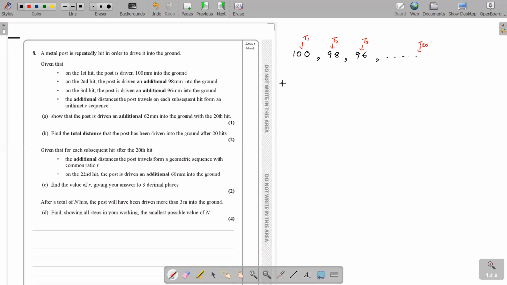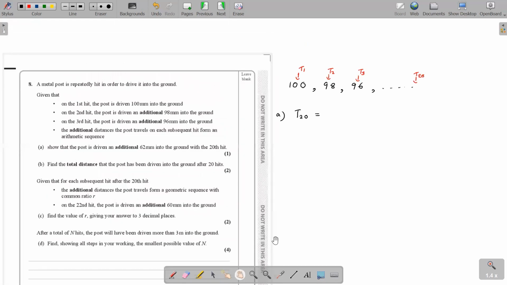Can't you find T20? What's the term equation? Arithmetic term equation is Tn equals a plus n minus 1 d, right? So term 20 is what? a means the first term, 100, plus n is 20 here, right? 20 minus 1 times the common difference. I told you just now, a moment ago, the common difference is -2 because you're subtracting by 2.